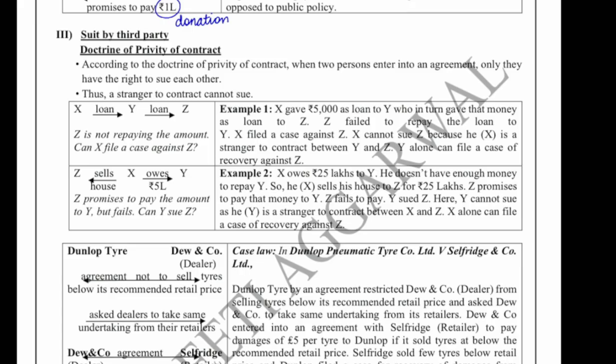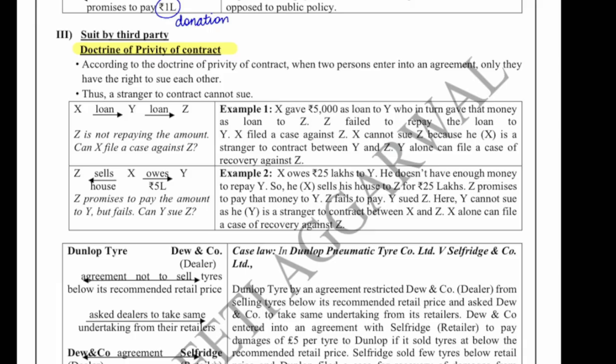In today's episode, we are going to discuss suit by third party, that is whether stranger to contract can sue, and what are the circumstances wherein the stranger can sue. So these are exceptions. And we are also going to discuss section 25. These are contracts which are valid even without consideration. So let's get started. The first concept is doctrine of privity of contract.